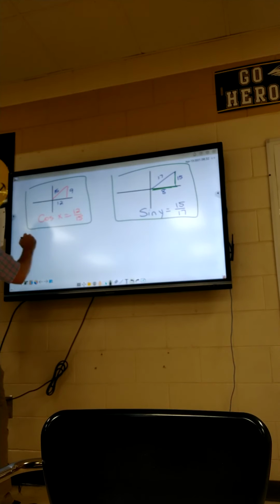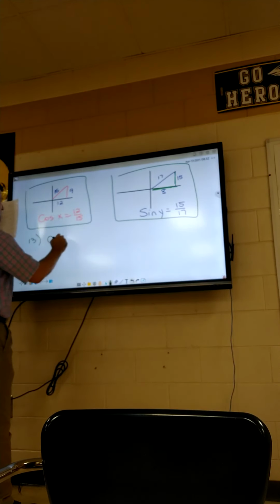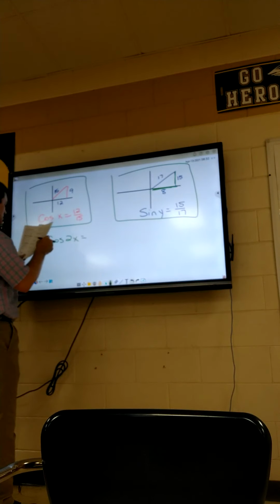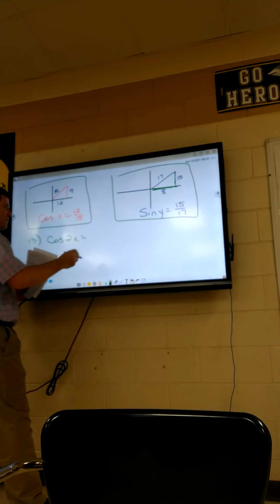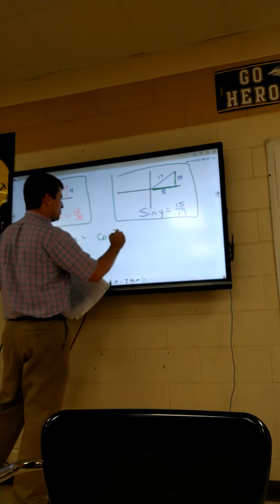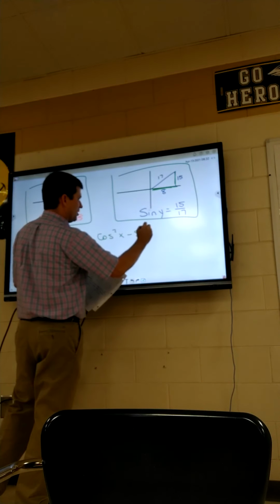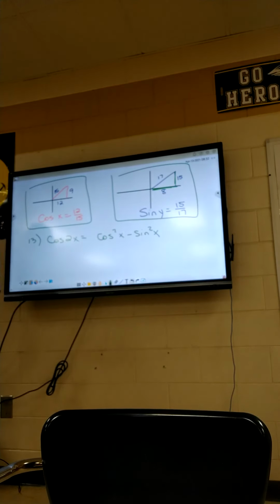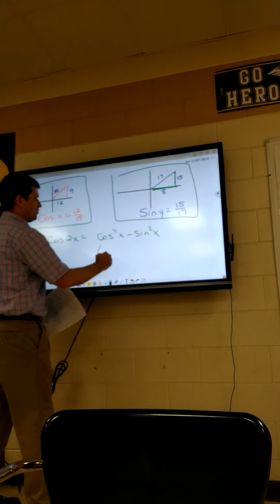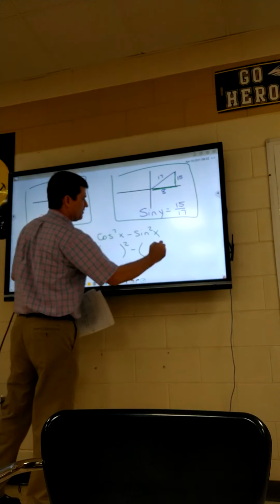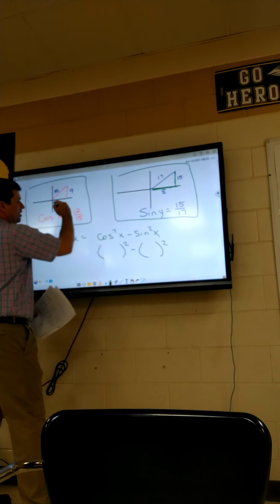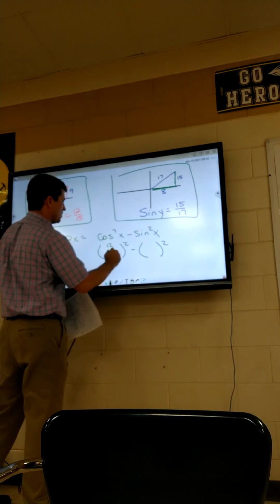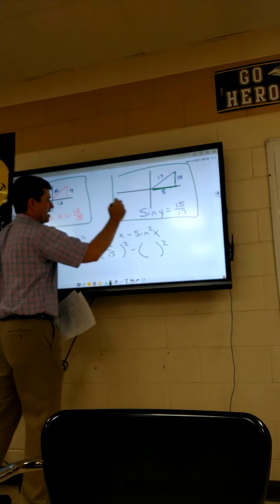So we got 13, cosine of 2x. All right, first step, I'm going to write my formula down. It says cosine squared x minus sine squared x. Does everybody see where I got that formula from? All right, so we're going to put cosine of x right here. Cosine is 12 over 15. Sine of x is 9 over 15.